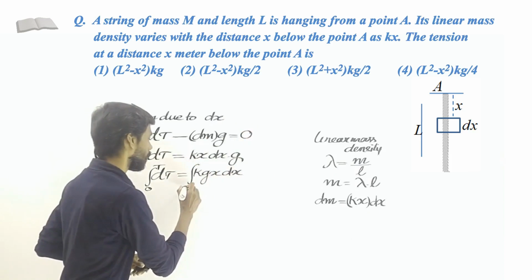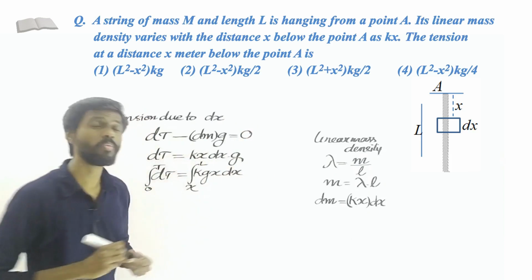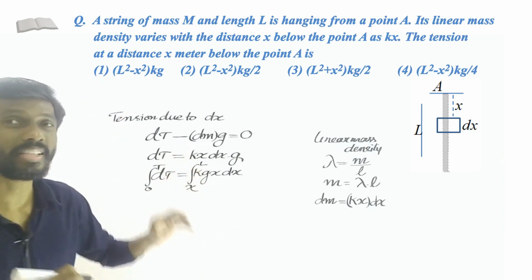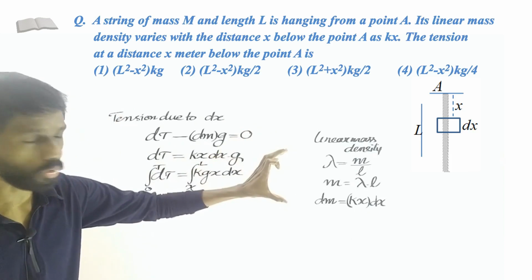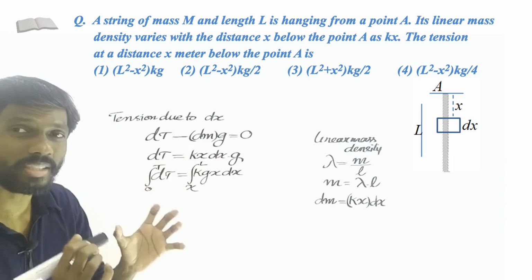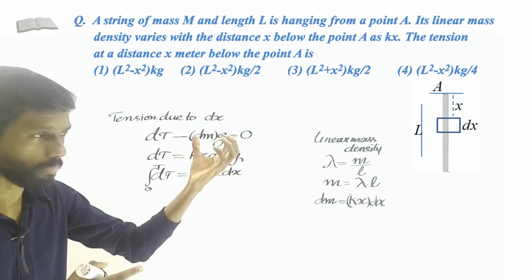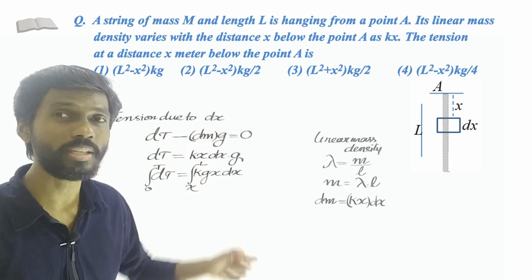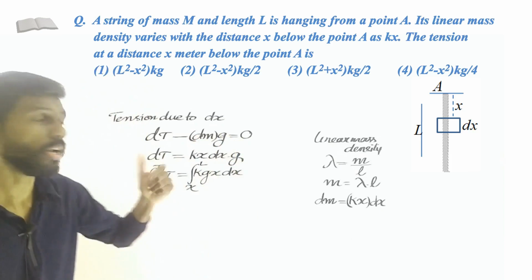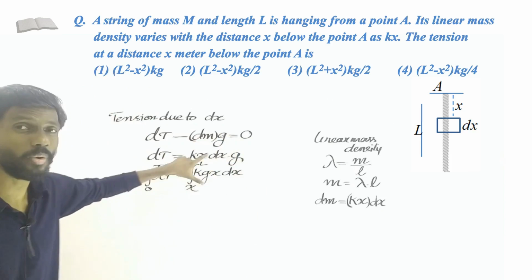X to L, not 0 to L. So we don't want the entire mass or the weight of the string, only that portion of the string below that point. That is the only portion that contributes to the weight at that point. So that weight acts in the downward direction, against which we have the tension in the upward direction. Do you understand? So that's all, x to L, not 0 to L.